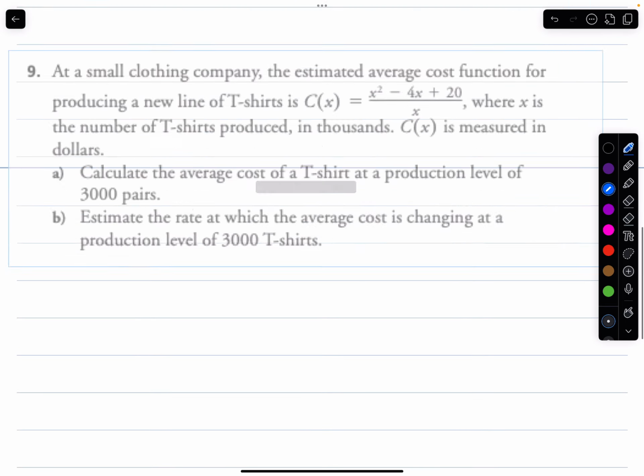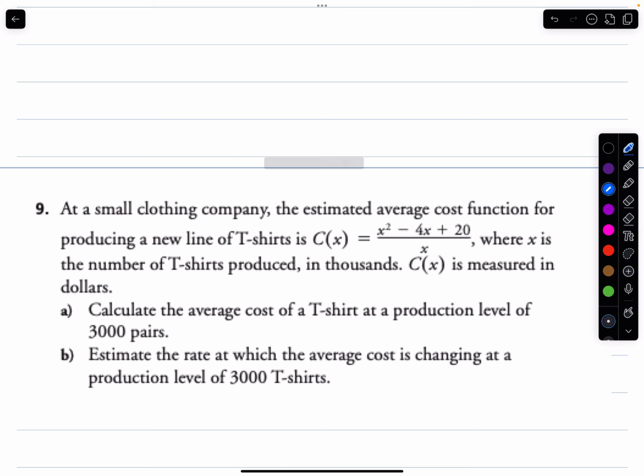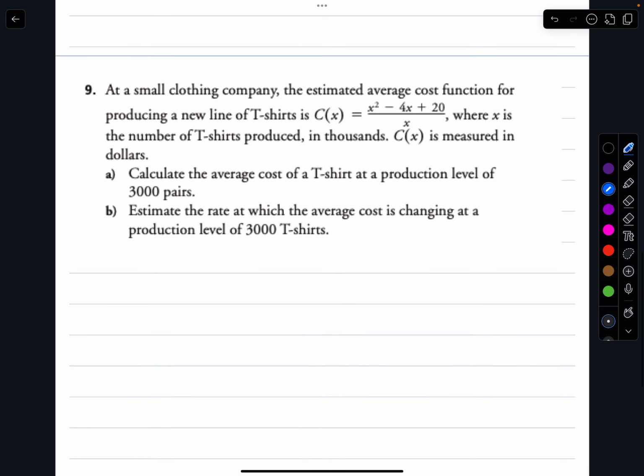Let's move this down a little bit. Okay. So a small clothing company, the estimated average cost function for producing a new line of t-shirts is C(x) = (x squared minus 4x plus 20) over x, where x is the total amount of shirts produced in thousands. This is a key word, in thousands. And C(x) is measured in dollars, okay?